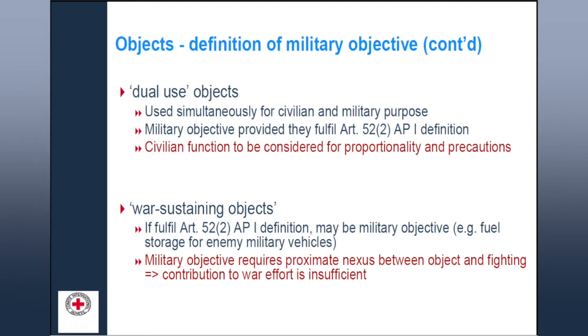Second debate is on the war-sustaining objects. That's a term which has been coined by the US, and the United States clearly has the position that objects which are war-sustaining are part of the definition of military objective. In our view, of course, they may be a military objective. Fuel may be a military objective when it's fuel storage that is intended to be used to put fuel in the military vehicle of the enemy. That's a classical military objective.